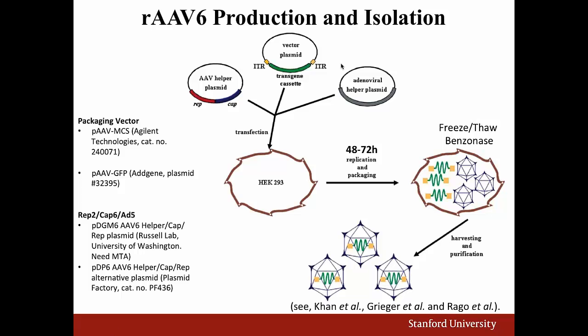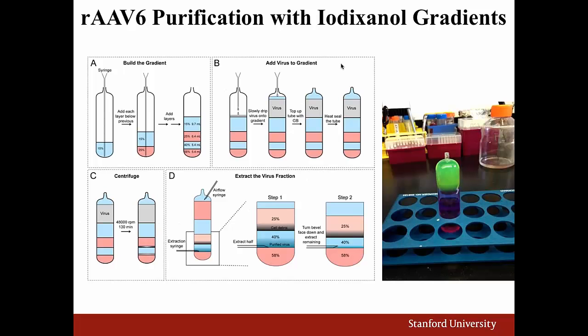Following that, you do harvesting and purification, which we recommend in the lab to get rid of empty capsids. The reason is that AAV production is not very efficient in the lab, so you get about 10-fold more empty capsids than full capsids. We use the iodixanol purification method, shown here from a Nature protocol. You basically build gradients of different concentrations of iodixanol, so 15, 25, 40, and 56, and then you add your virus slowly on top.